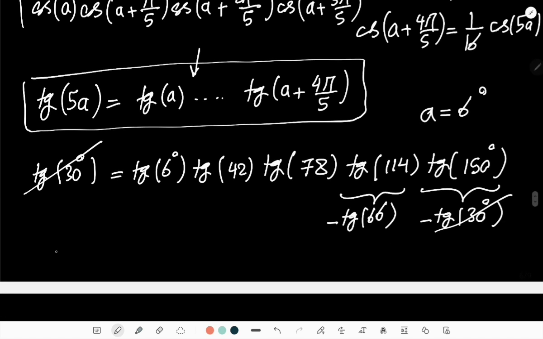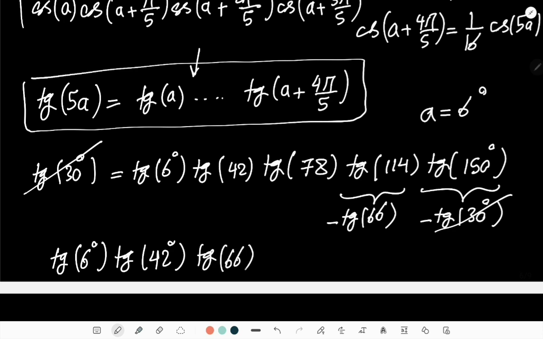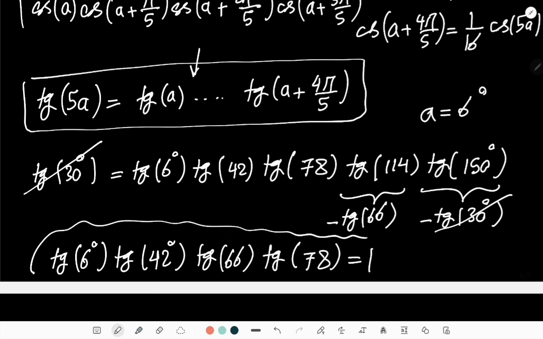So what I get is basically tangent of 6 degrees times tangent of 42 degrees times tangent of 66 degrees times tangent of 78 degrees is basically equal to 1. This was what we wanted to calculate.